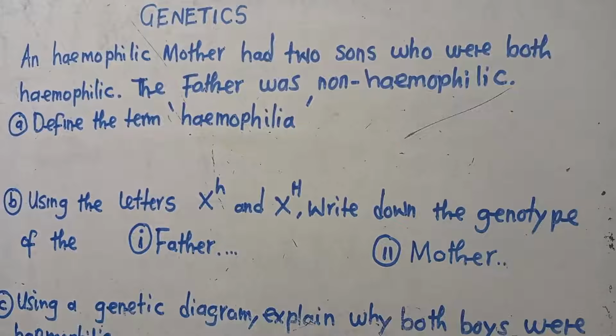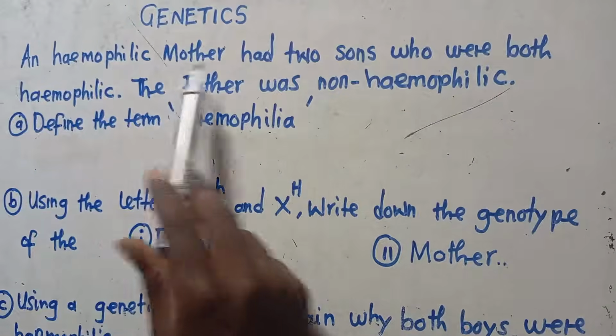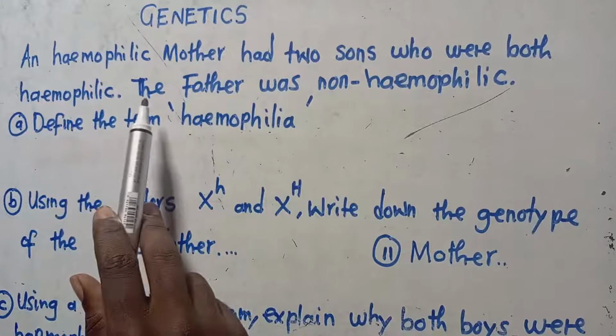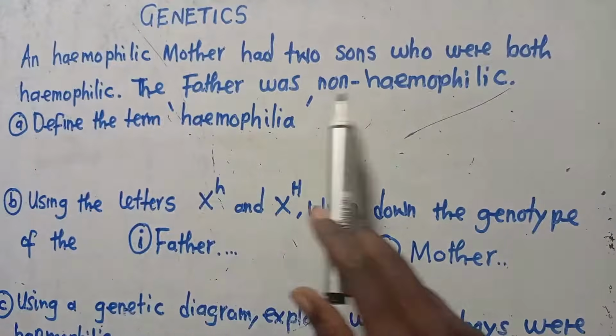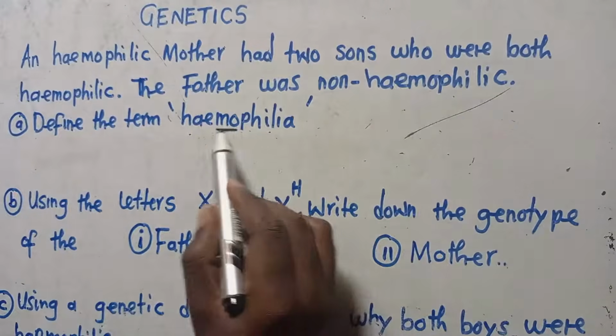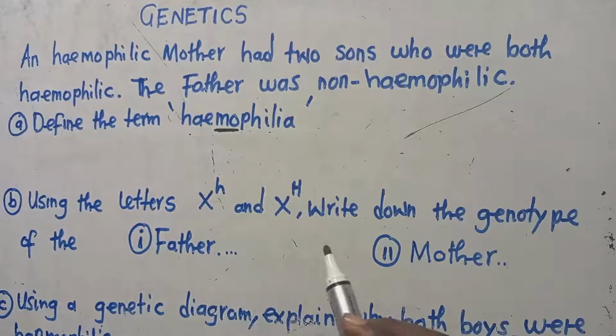So we've got this question that I want us to discuss together, falling under genetics. An hemophilic mother had two sons who were both hemophilic. The father was non-hemophilic. Define the term hemophilia. This is the first question that we are given.